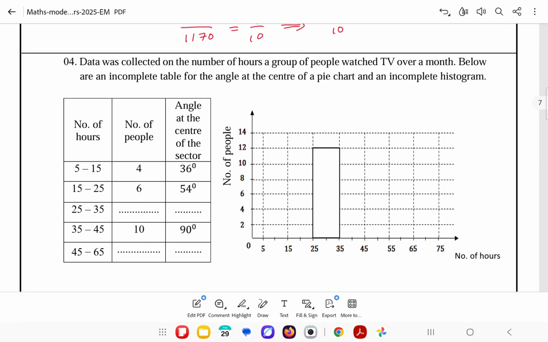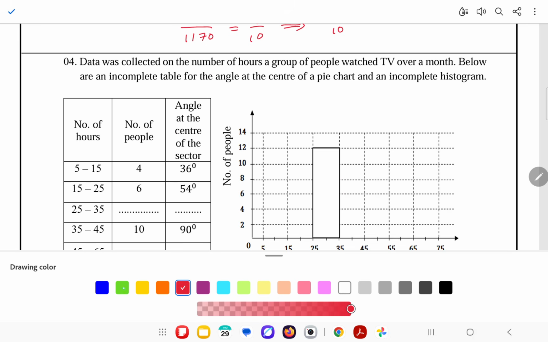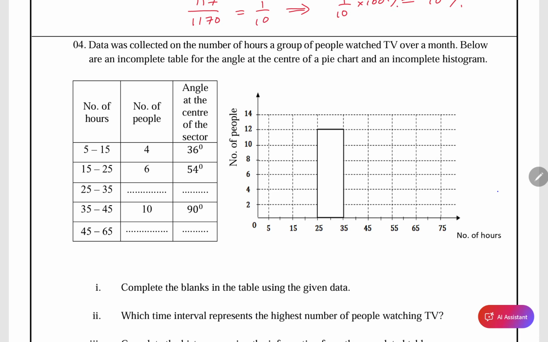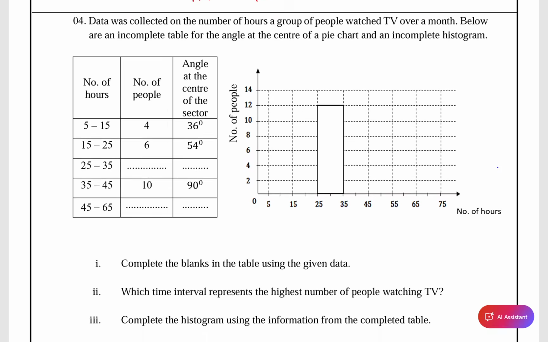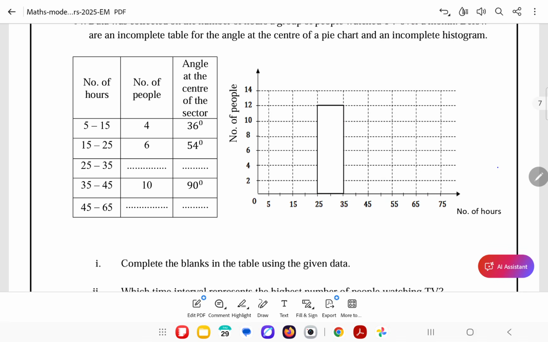Right. Now let's look at question number 4. Data was collected on the number of hours a group of people watch TV over a month. Below are an incomplete table for angle at the center of a pie chart and an incomplete histogram. Complete the blanks in the table using the given data. So 5 to 15, 4 people equals 36 degrees. So let's figure out what is 1 person.